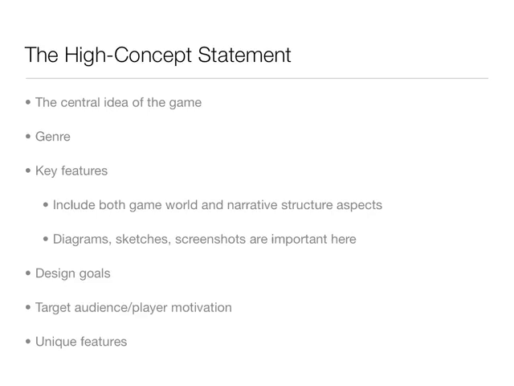The high concept statement needs to have the core essentials in a very clear and compact form. So it needs to have the central idea of the game, the genre, the key features of the game, okay, so both the world and narrative, but also here make sure to clarify things with all appropriate diagrams, etc. You need to have your design goals in mind, and this should include your educational goals. You need to target your audience very clearly. What does your player look like? And finally, what are the unique features of the game? Those things that we described before that made sure that people will be playing it rather than Mario. Okay, so that's the high concept statement.